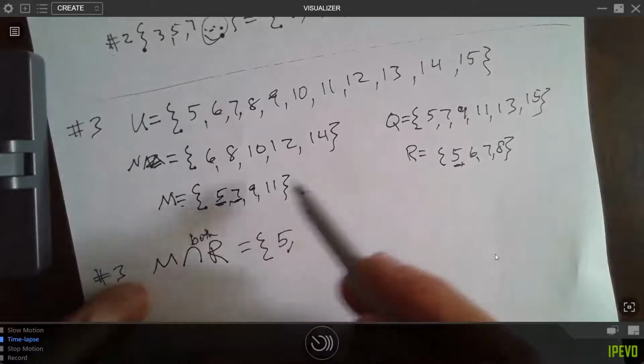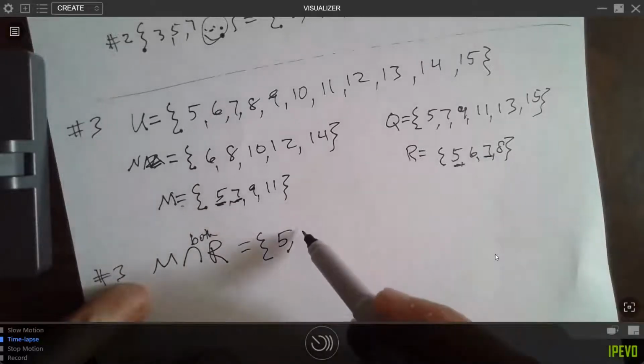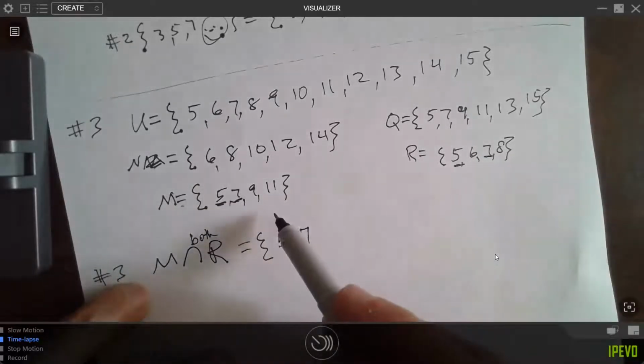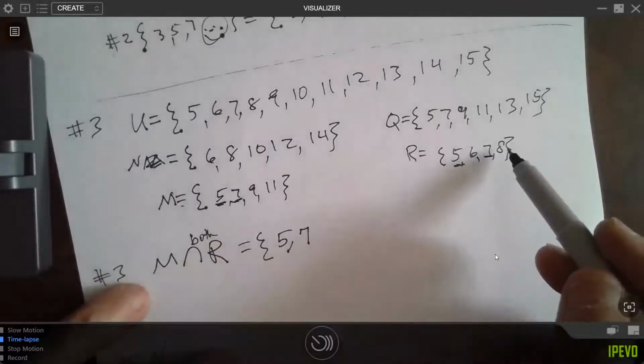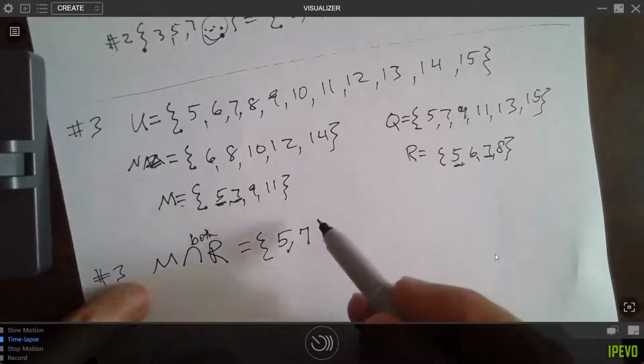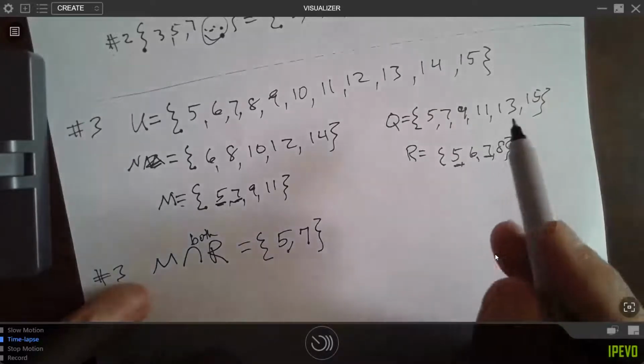7 is in both. We put 7. 9 is not in both. 11 is not in both. So they don't go in here. 8 is not. And 6 is not in both. So these are the only two elements.